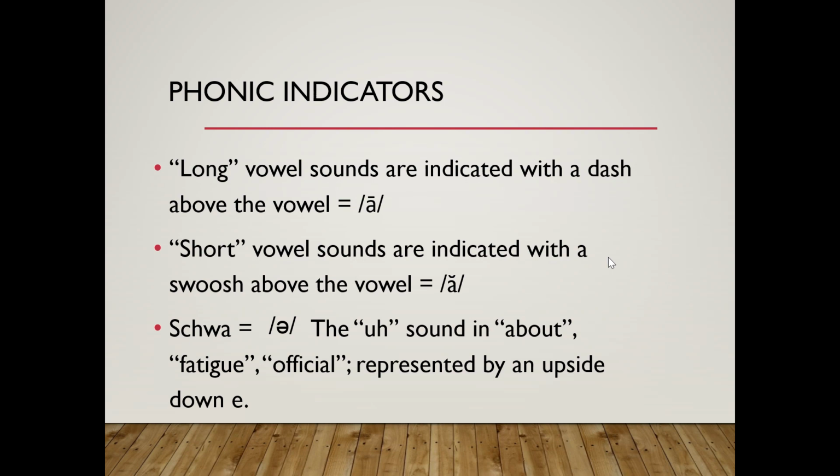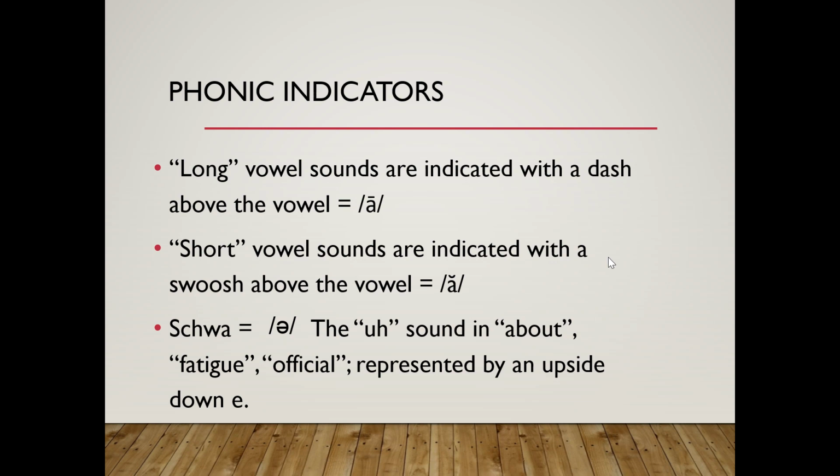The short vowel sounds are indicated with a swoosh just above the vowel. So you've got your slash and slash on either side of the vowel to indicate we're talking about sound, with that little almost U shape above the vowel. The short vowel sound in this case for the letter A is ah. So that little U above the A indicates the short vowel, like ah.